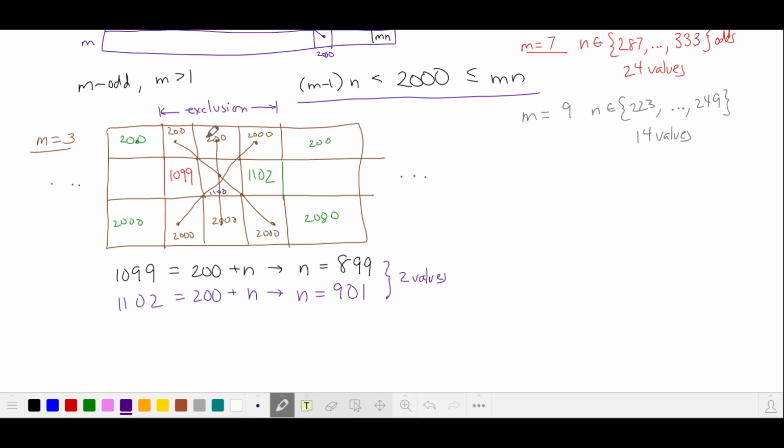And so, the 200 in between them, which is also excluded, we don't have to worry about that value of n because we're restricting ourselves to n being odd. So we have 2 values that do not satisfy that.